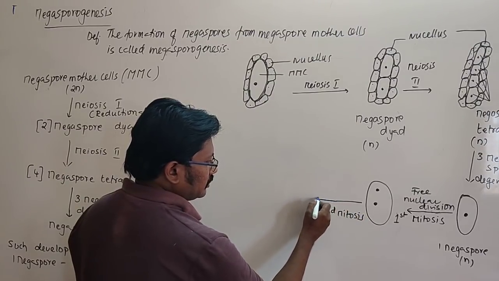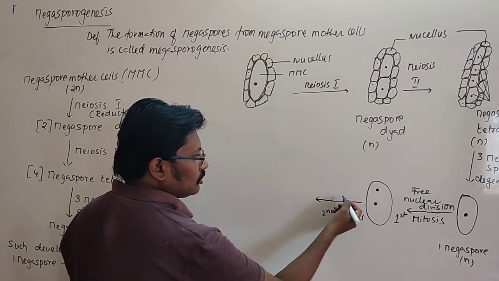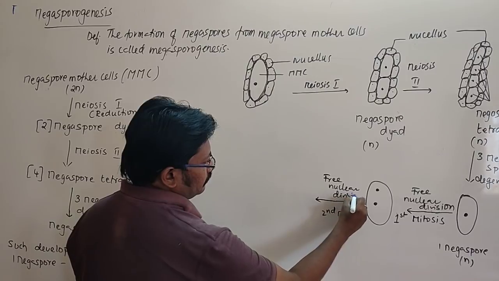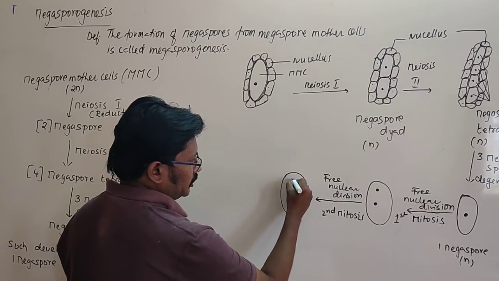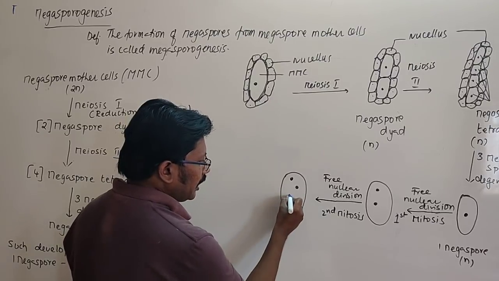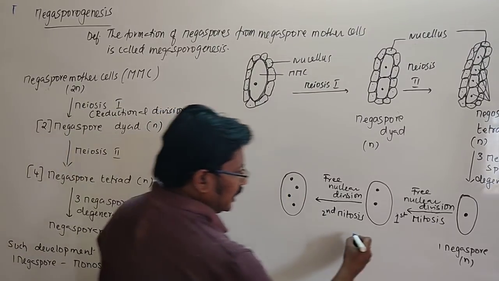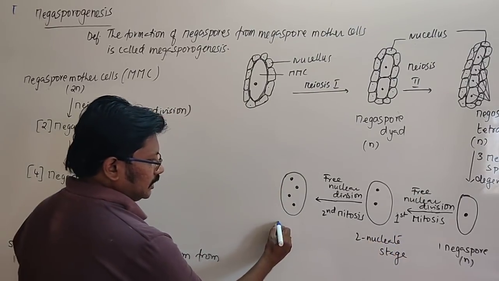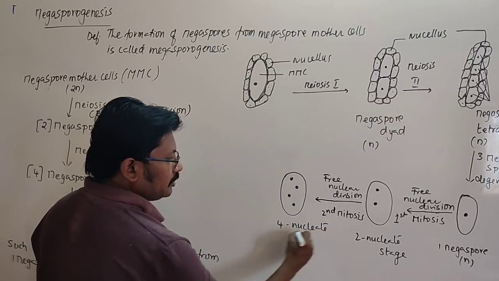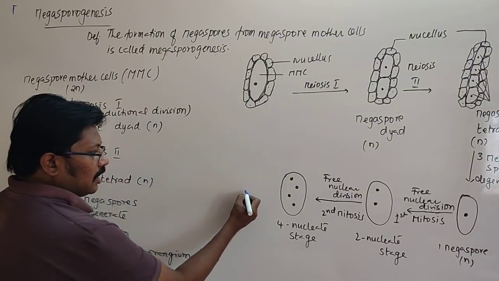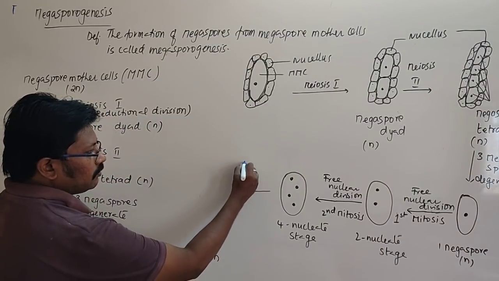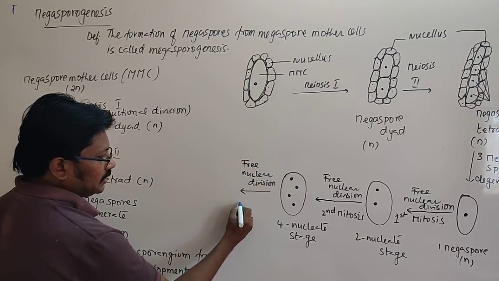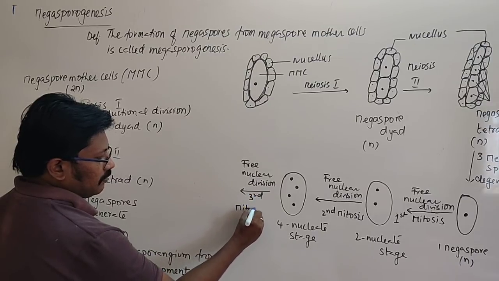It undergoes the second mitosis, and this is also a free nuclear division, and that results in the formation of four nuclei. So this is a two nucleate stage, and this is a four nucleate stage, and now again it undergoes one more free nuclear division, and this is the third mitosis.